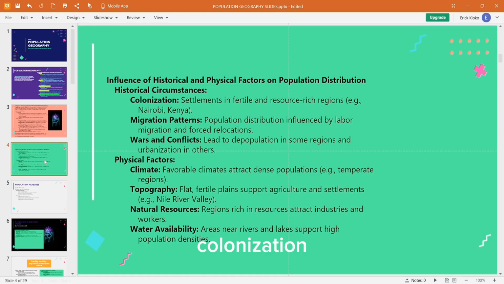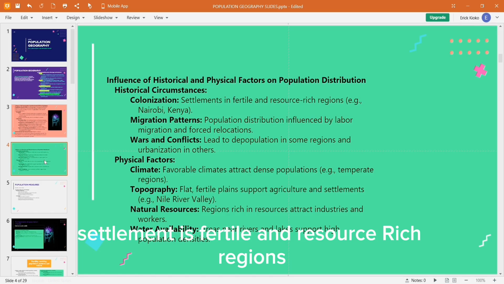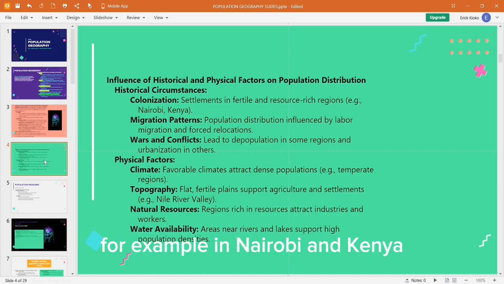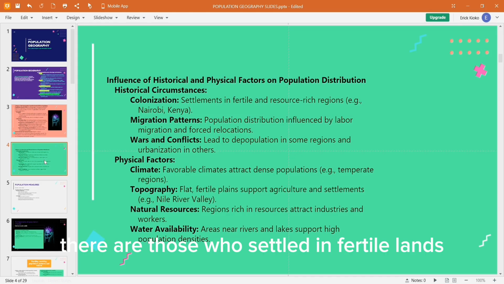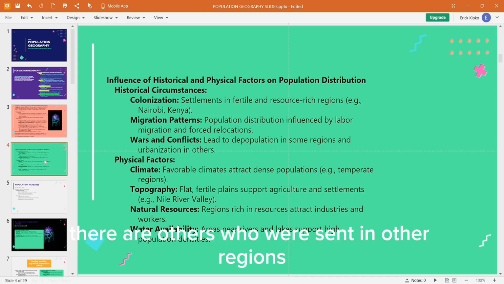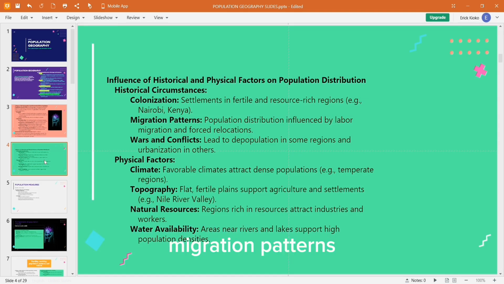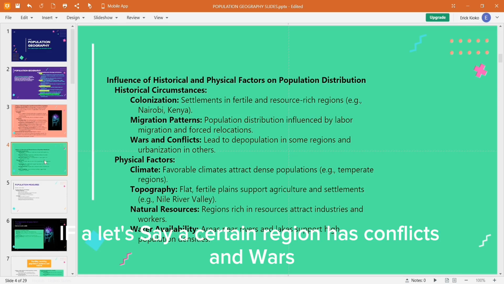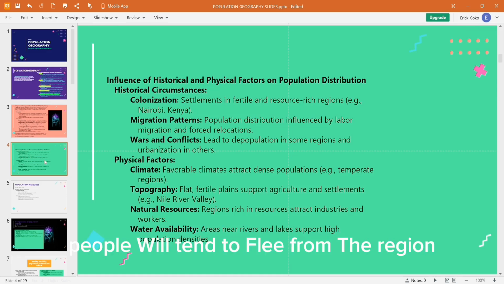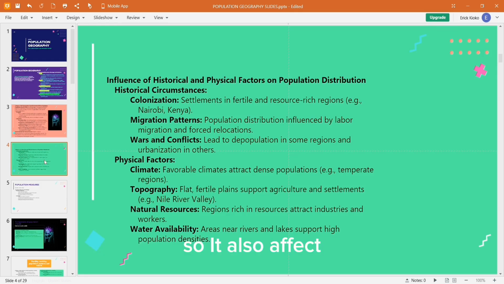For example, colonization: settlement in fertile and resource-rich regions, for example in Nairobi and Kenya. We know during colonization, there are those who settled in fertile lands, and there are others who were sent to other regions. So somehow that influenced population distribution. Migration patterns, like for example, the Bantu community. We have wars and conflicts. If a certain region has conflicts and wars, people will tend to flee from the region, so it also affects population distribution.